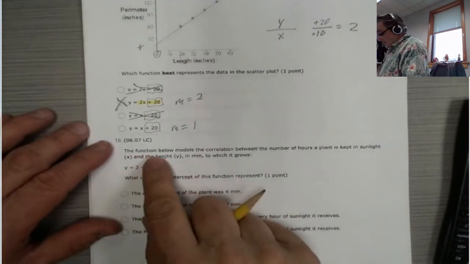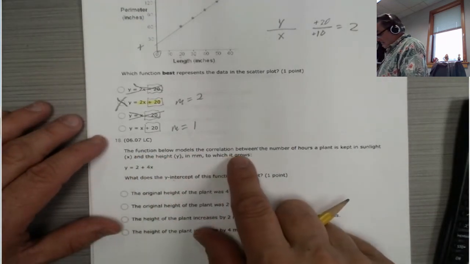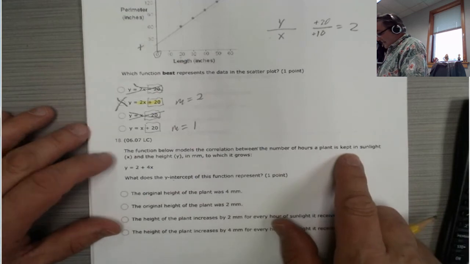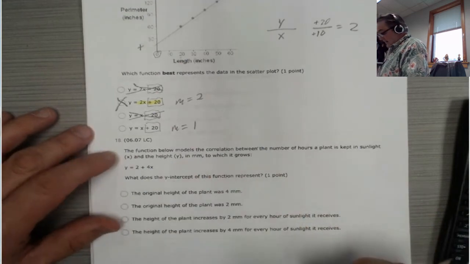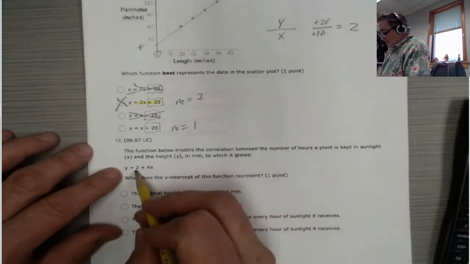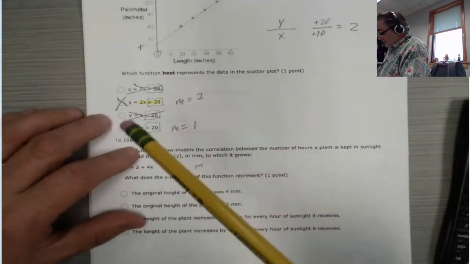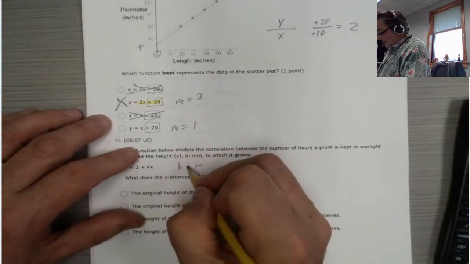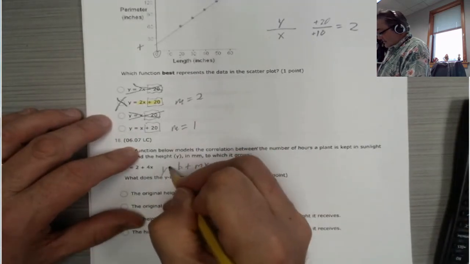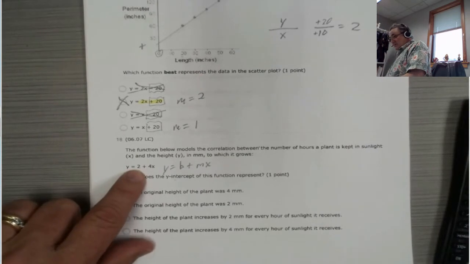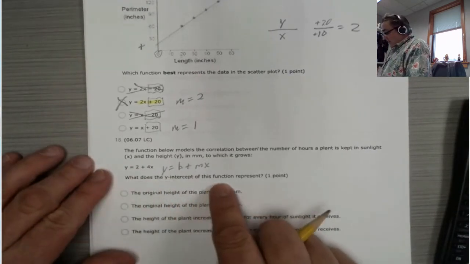Number 18, the function below models the correlation between the number of hours a plant is kept in sunlight and the height in millimeters in which it grows. So 2 plus 4x. So it's still y equals mx plus b, but they're putting it b plus mx. They just put the y-intercept first. What does the y-intercept represent?